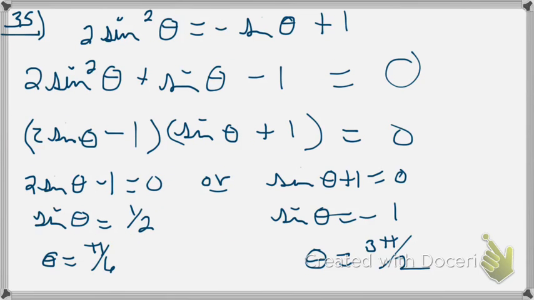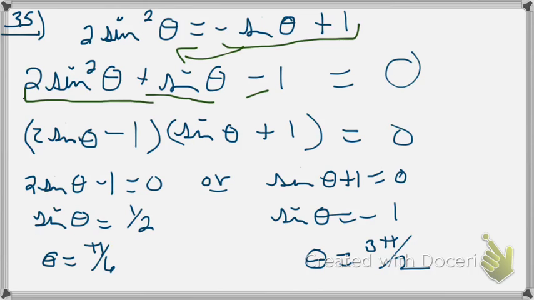And the last one we looked at in class was number 35. And that's 2 sine squared theta equals negative sine theta plus 1. First thing I did is I moved these things to the other side of the equal sign. So I got a plus sine theta and a minus 1 equals 0. Now this is a quadratic expression, and it will factor. And it factors into 2 sine theta minus 1 and sine theta plus 1. So 2 sine theta minus 1 equals 0, or sine theta plus 1 equals 0. We're just using the zero product property here. Either this thing is 0 or this thing is 0, if the whole thing equals 0.